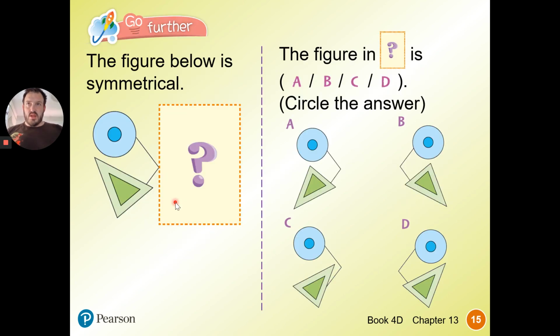Okay. And then the last one. So the figure below is symmetrical. Is it symmetrical? And which letter is it? A, B, C, or D? So find the shape it will be. That will be your challenge this week.